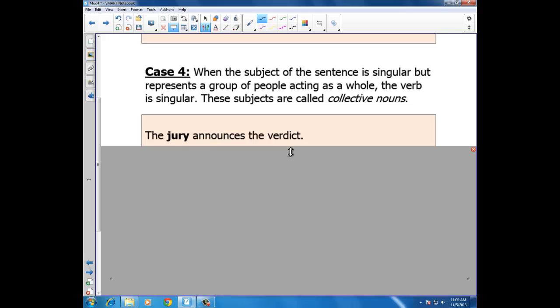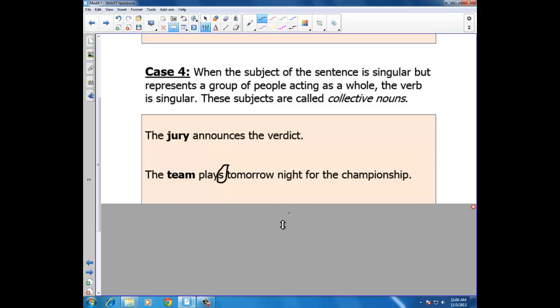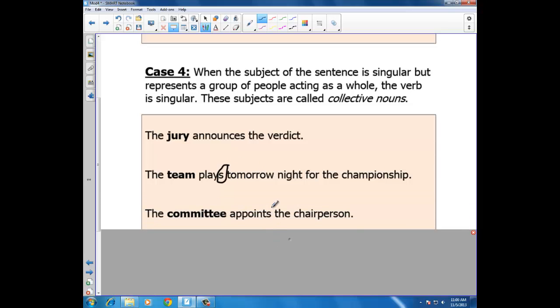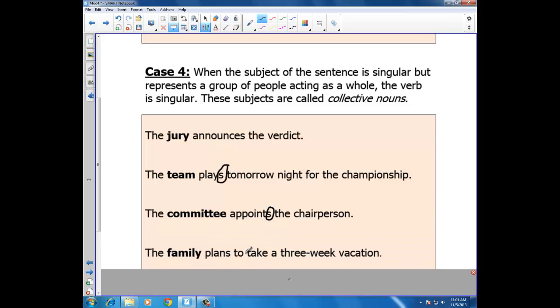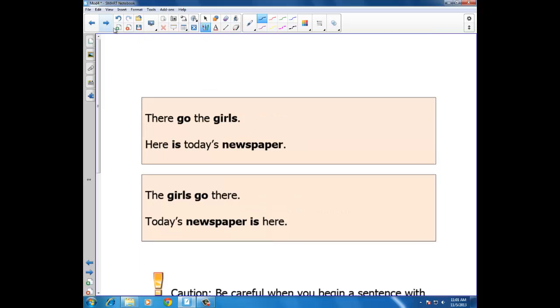The jury announces the verdict. Note that the verb has an S. The team plays tomorrow night for the championship. Plays has an S. The committee appoints the chairperson. S. The family plans to take a three-week vacation. Plans. In all of those examples, with the noun as a collective noun, the verb has an S.